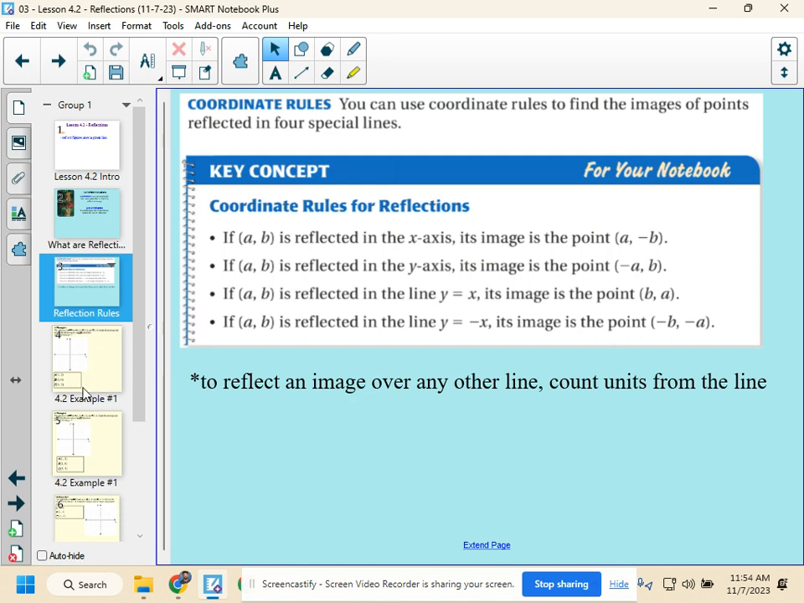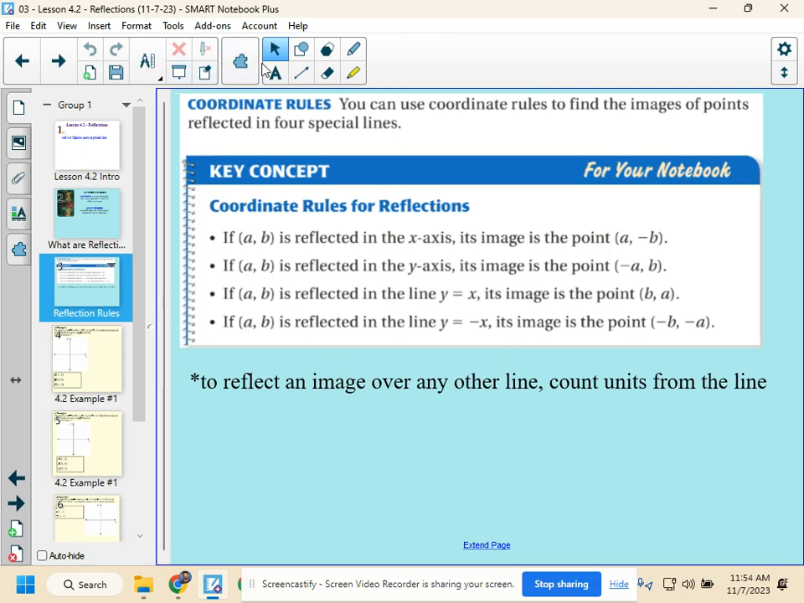I'm trying to decide here in the spot. I think actually, let's go here. Let's add the rules, and then we'll come back and see if we need to clean anything up, okay? So basically what we're going to do in this class, we're going to use these rules, close to translation rules, worded a little bit differently, but we're going to reflect over 4 special lines, okay? The x-axis, the y-axis, the line y equals x, and the line y equals negative x.